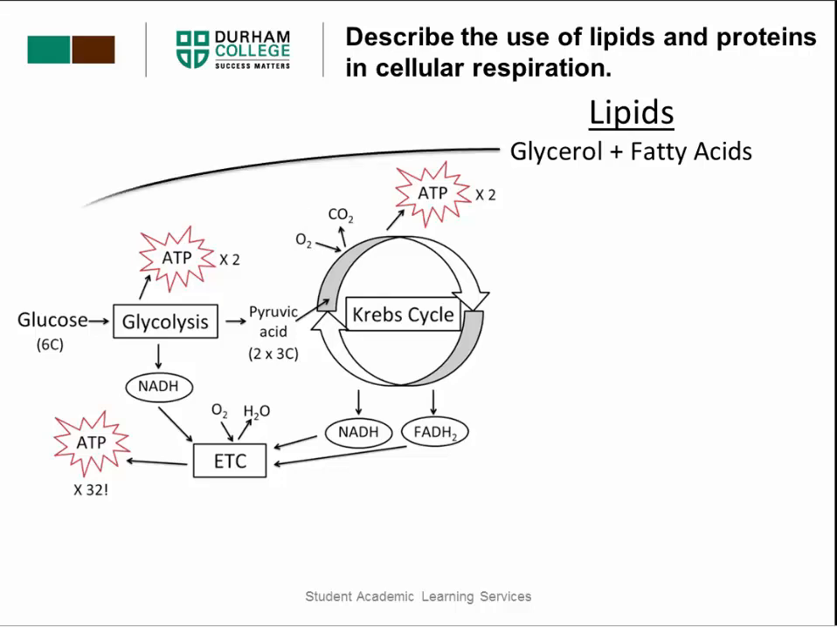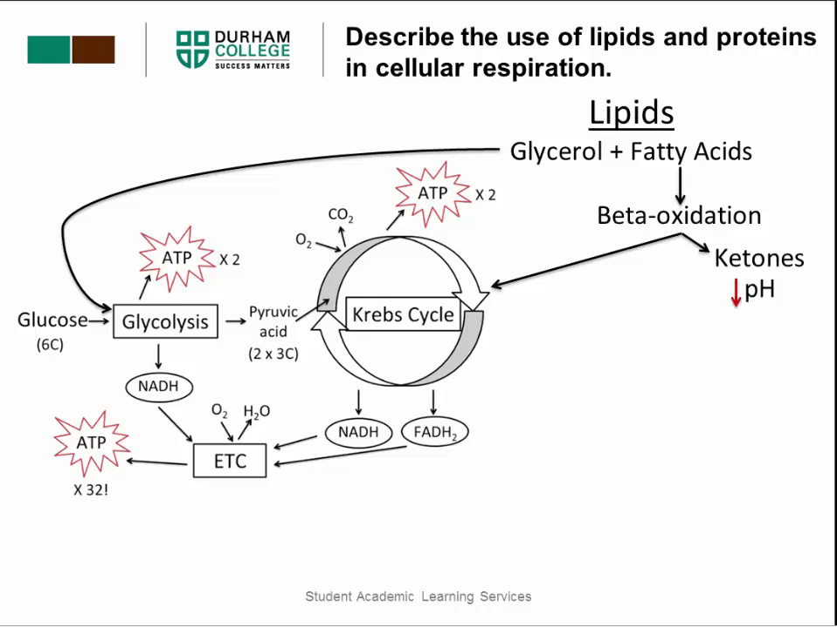Glycerol enters into various places within the glycolysis reactions and then continues through forming pyruvic acid, through the Krebs cycle and electron transport chain. In order for fatty acids to be converted to energy, they first must undergo a reaction called beta oxidation. The beta oxidation breaks down the fatty acids into smaller carbon chains that can enter into Krebs cycle at various places. However, the process of beta oxidation also produces ketones. The ketones build up in our body and start to decrease our pH such that our body becomes more acidic.